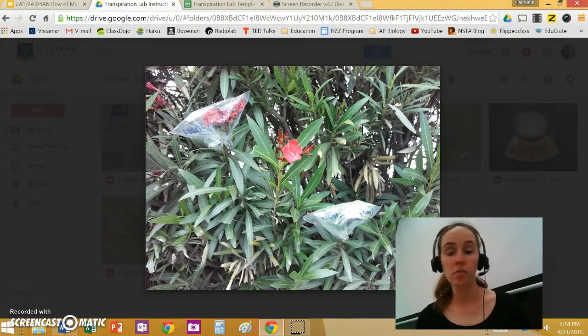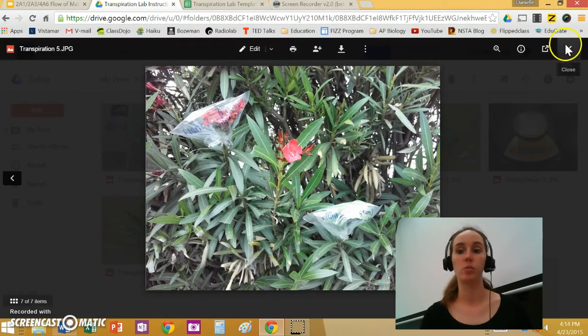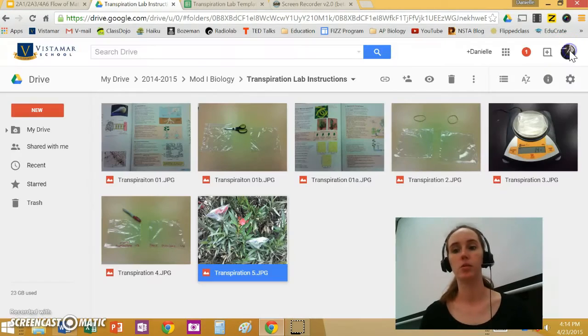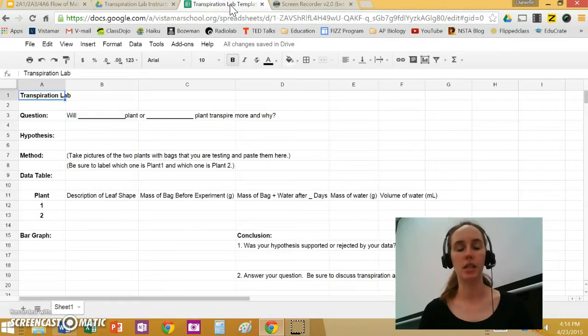Even overnight is fine. You get measurable results. Then, if you go to our shared folder as a class, I have the Transpiration Lab template, and they can just copy this and make their own, they can make a copy in their own folder.